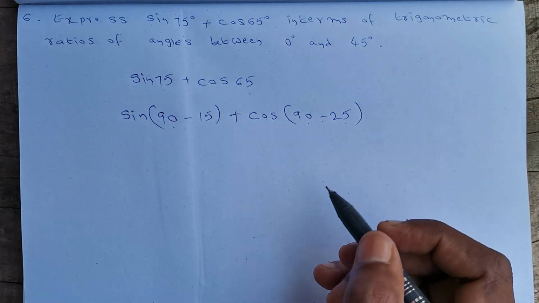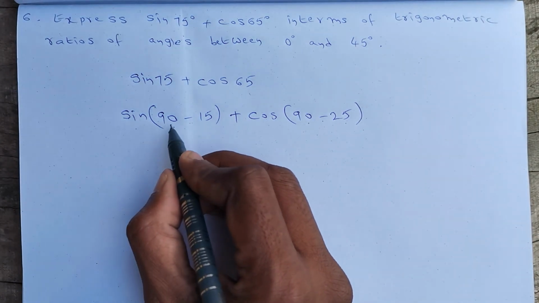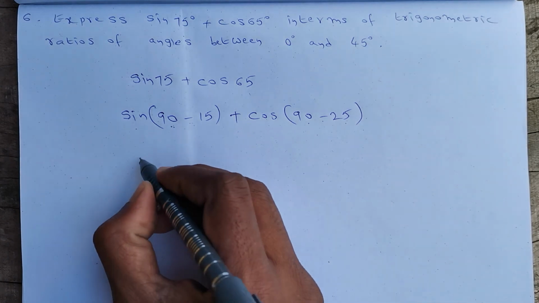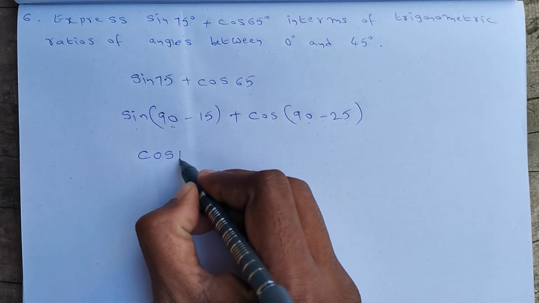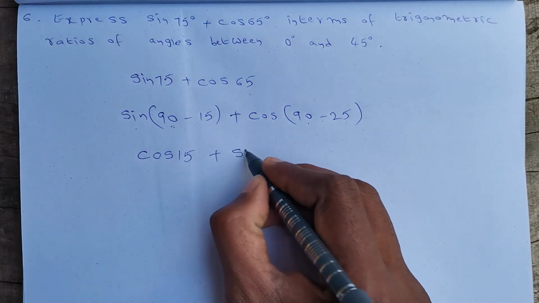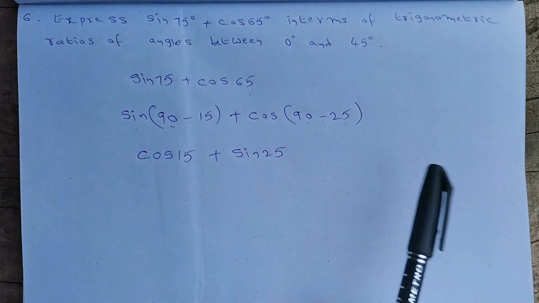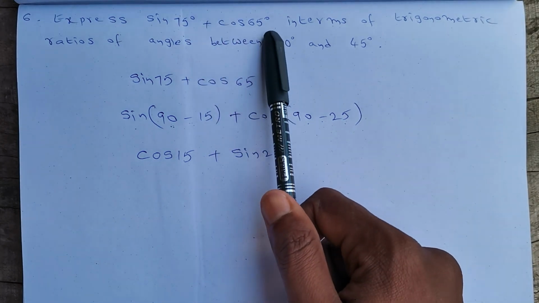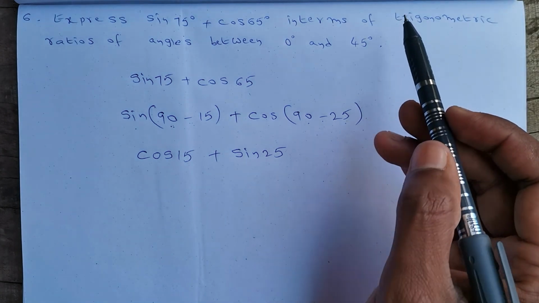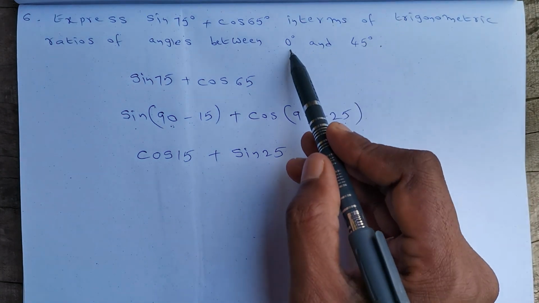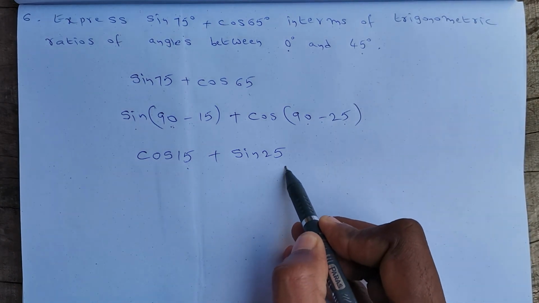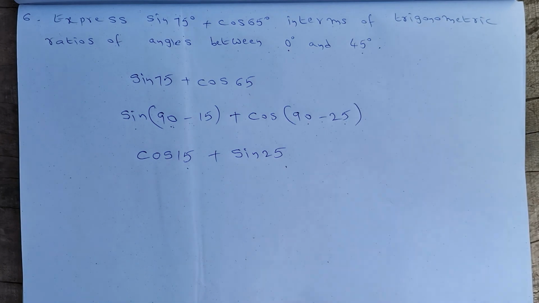Now, sin of (90 minus 15) is in the form of sin of (90 minus theta). So sin of (90 minus theta) is nothing but cos theta, and cos of (90 minus theta) is sin theta. So the value of sin 75 plus cos 65 is exactly equal to the value of cos 15 plus sin 25. Now he is asking to have the ratios between 0 and 45 only. Here also 15 and 25, as well as both lie between 0 and 45 only.